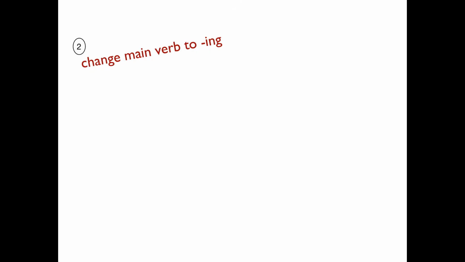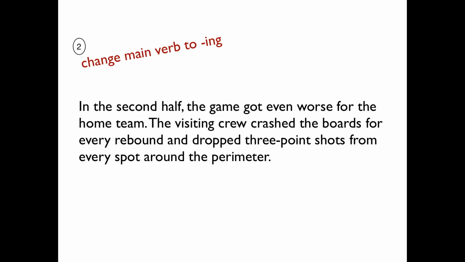The second way to make an absolute phrase is to change the main verb of a sentence to an ing type verb. So here's a new one we haven't seen yet. In the second half, the game got even worse for the home team. The visiting crew crashed the boards for every rebound and dropped three-point shots from every spot around the perimeter.